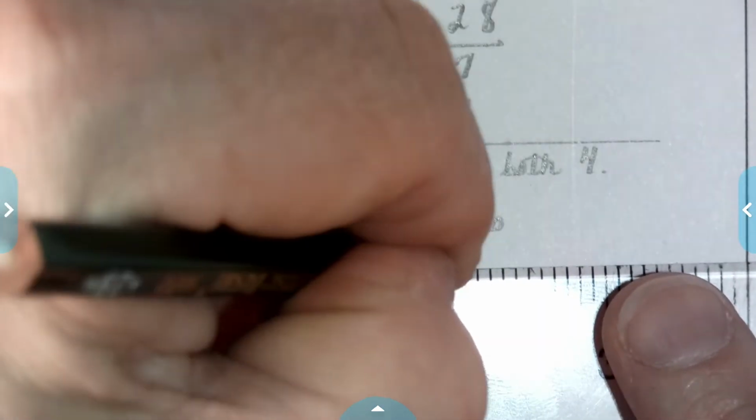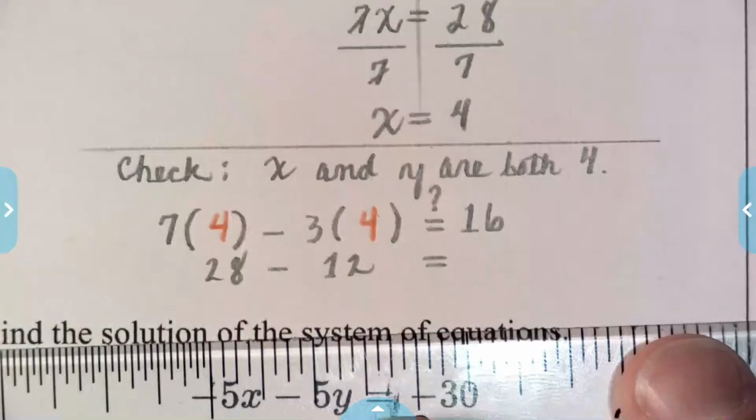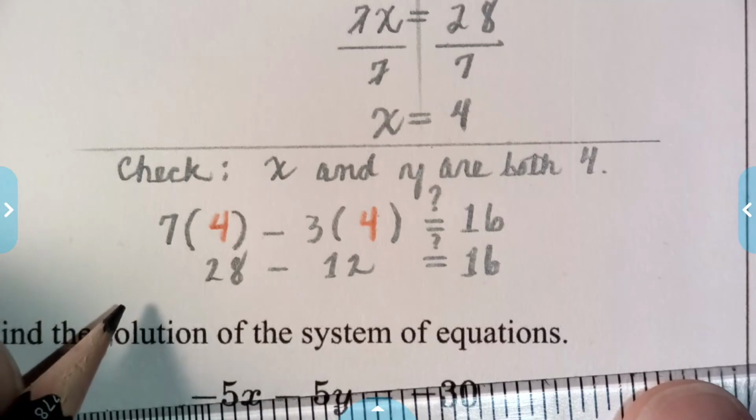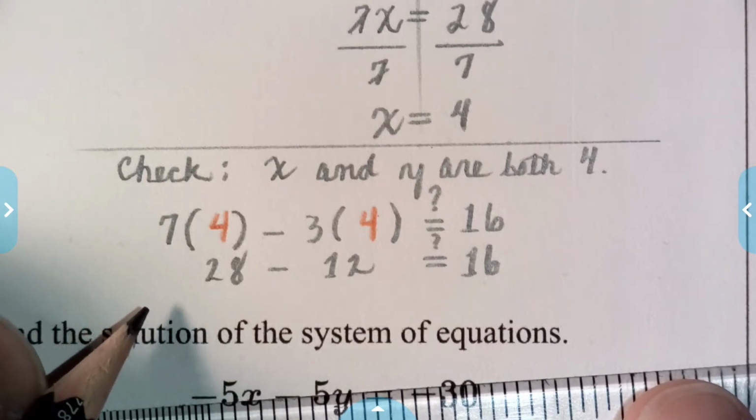Minus 12. And we're really asking a question here. Sometimes it's helpful to put a question mark above the equal sign. Is that equal to 16? Okay. Well, 28 minus 12 is 16. So we write 16 equals 16.